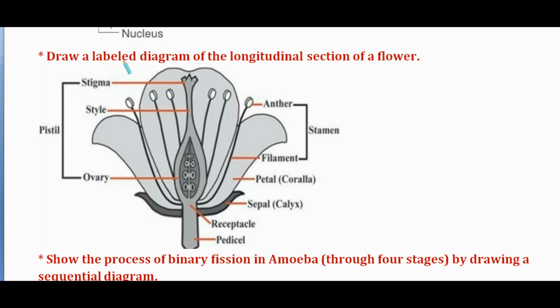Next question is, draw a labeled diagram of the longitudinal section of a flower. This is the flower, it is the ovary, next is the style, and this is known as the stigma, and all are known as the pistil. Next, this is the anther, and this is the filament, and both are known as the stamen. These are the petals, also known as the corolla, and these are the sepals, the calyx, and the receptacle and pedicel.